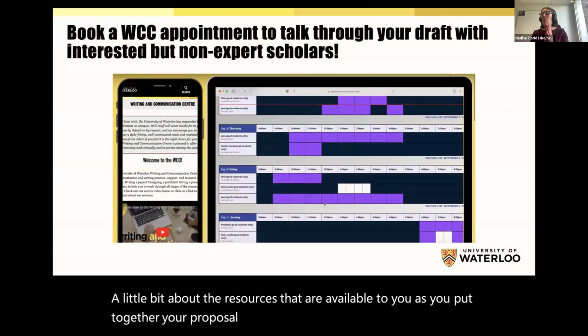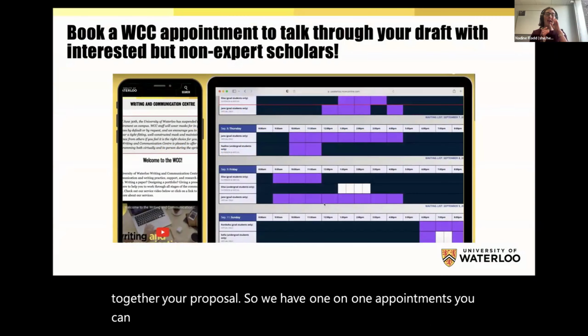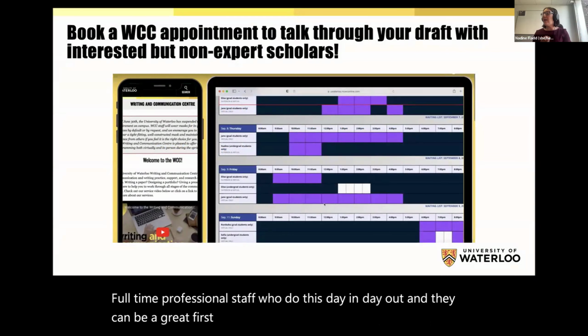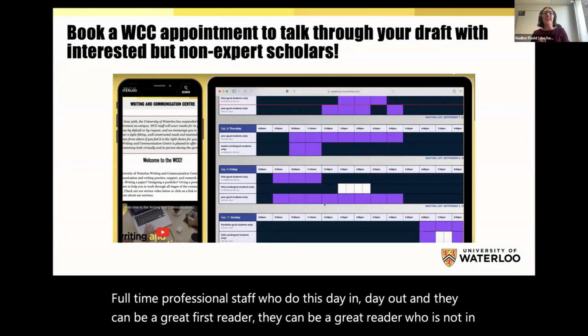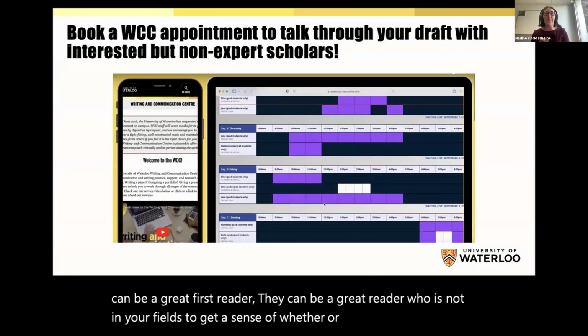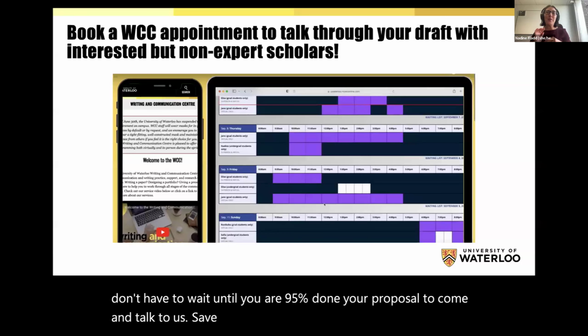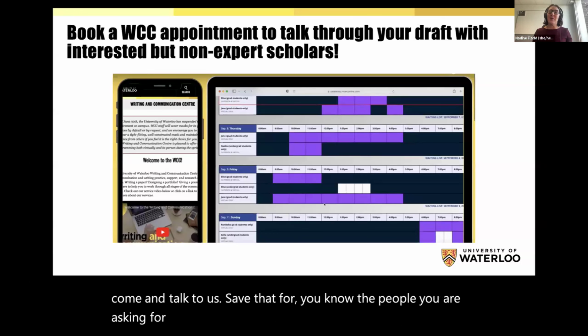So we have one-on-one appointments. You can schedule an appointment with a writing and communication advisor, full-time professional staff who do this day in, day out. And they can be a great first reader. They can be a great reader who is not in your field to get a sense of whether or not this is accessible. You don't have to wait until you are 95% done your proposal to come and talk to us. Save that for the people you are asking for a favor to read your proposal, colleagues, peers, etc.